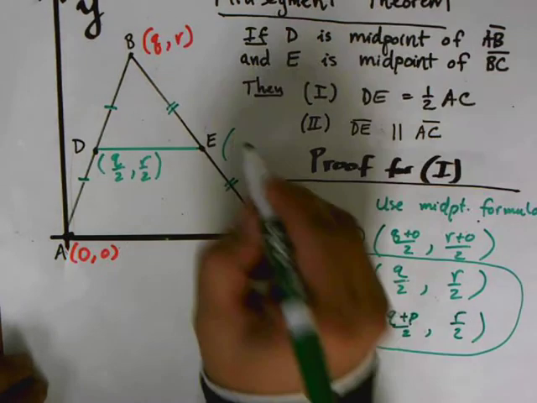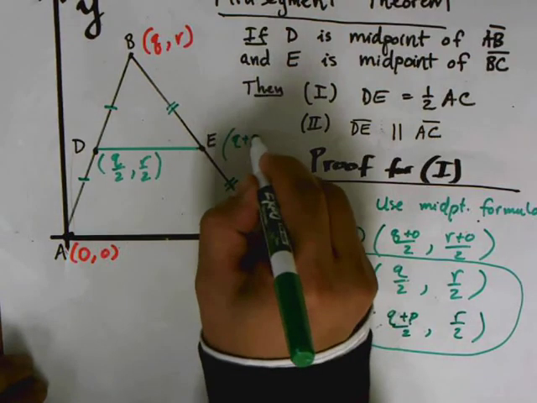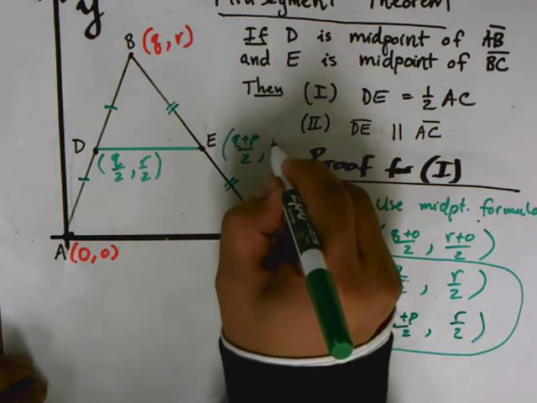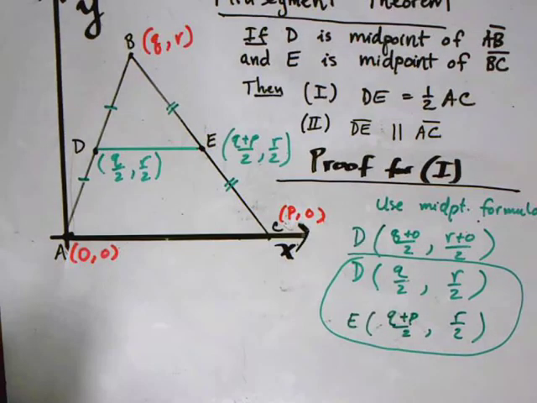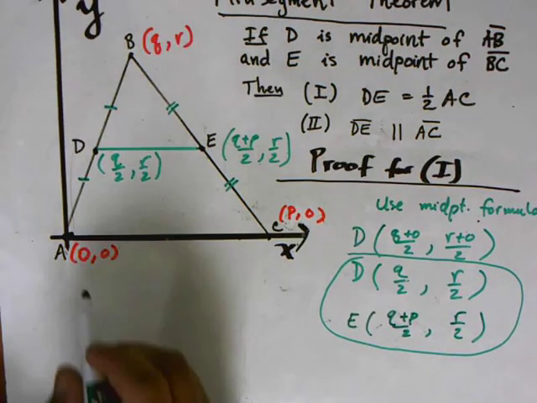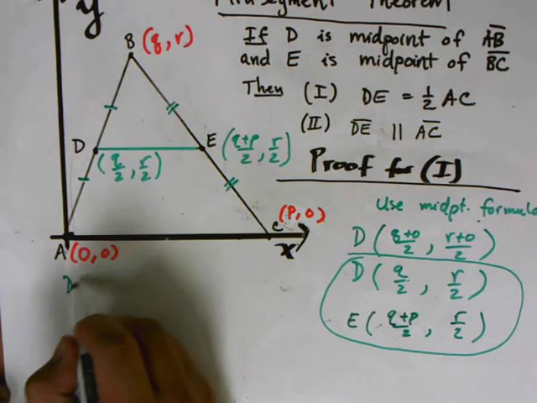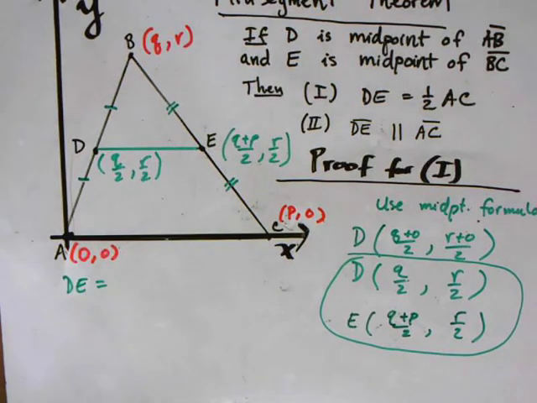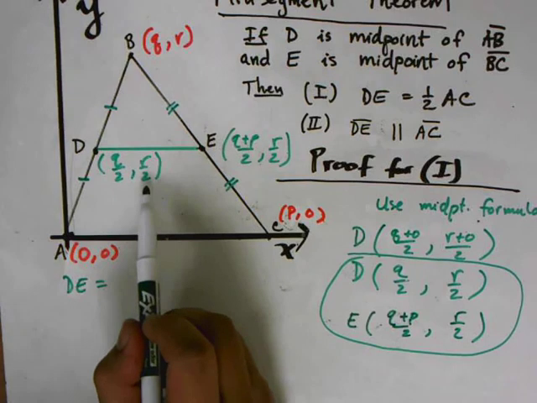Let me write the formula here. So this is Q plus P over 2, R over 2. Okay? So the distance between D and E, and here what I can do is use the distance formula, which is the square root of the difference between x1 and x2 plus the difference between y1 and y2. But if you look here, the y coordinates are exactly the same.